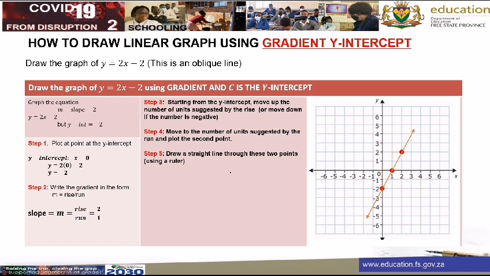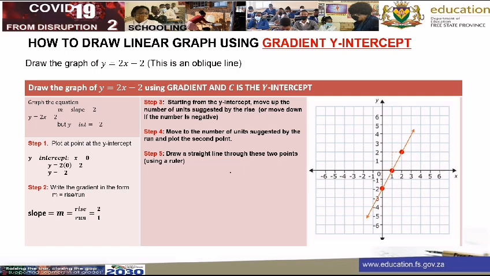Our coordinates are (0, minus 2). And that minus 2 is the y-intercept, the value of c. That is the first step. And then on the Cartesian plane, you plot that point on the y-axis, showing the graph is going to touch, cut or intercept the y-axis at minus 2.